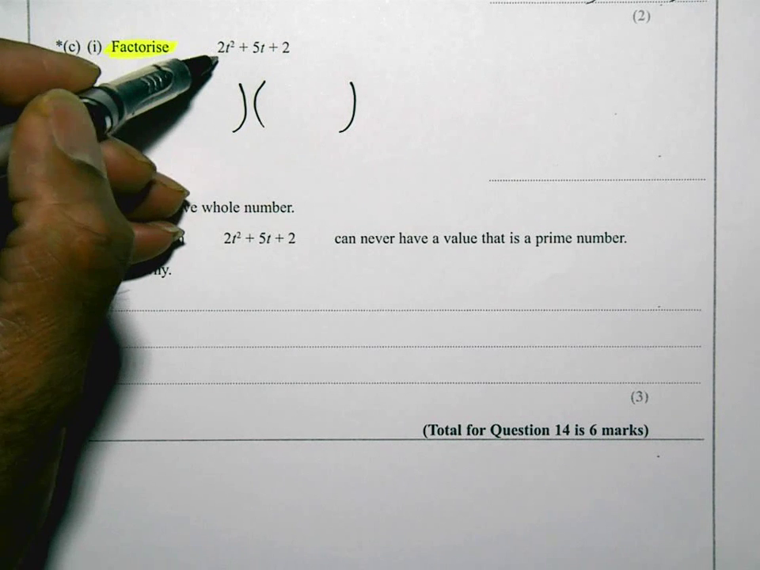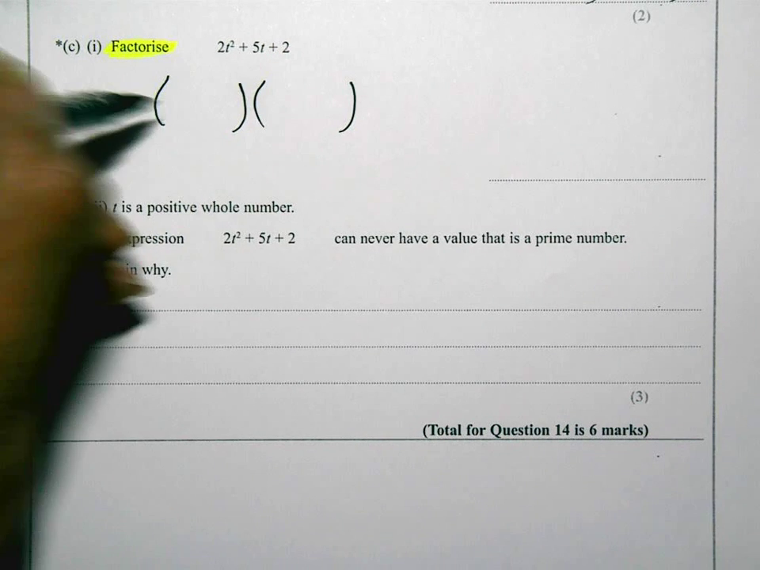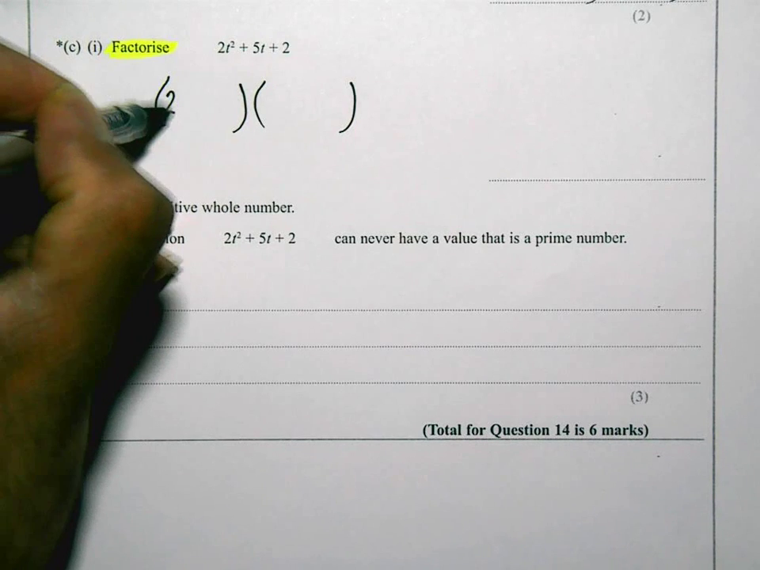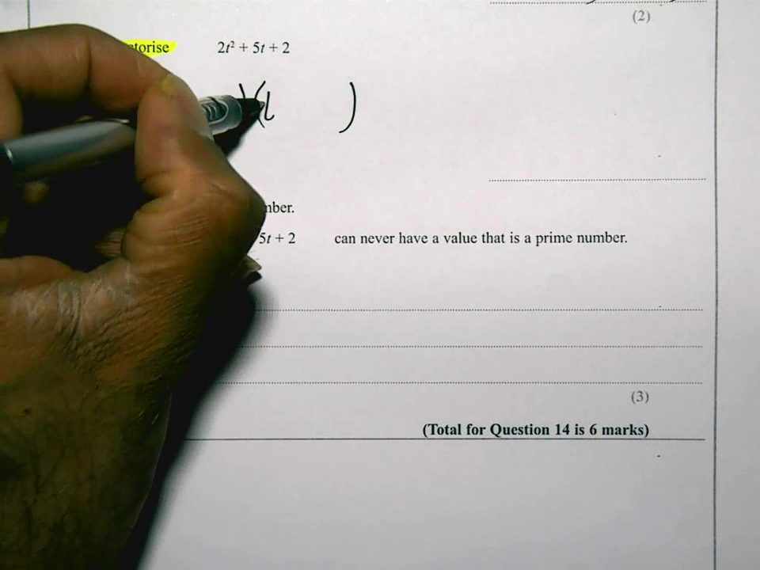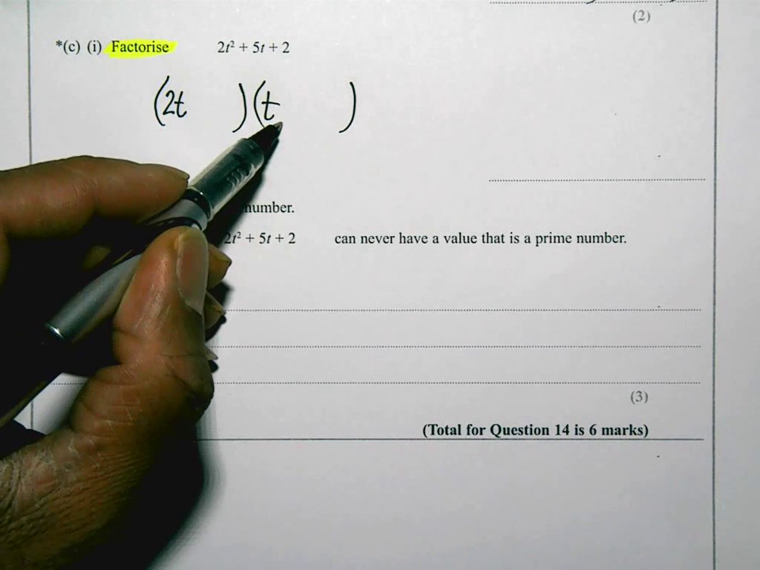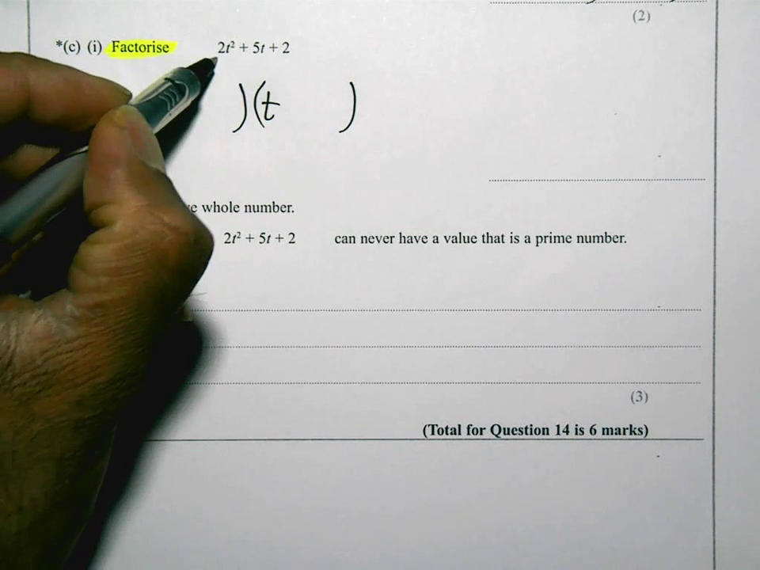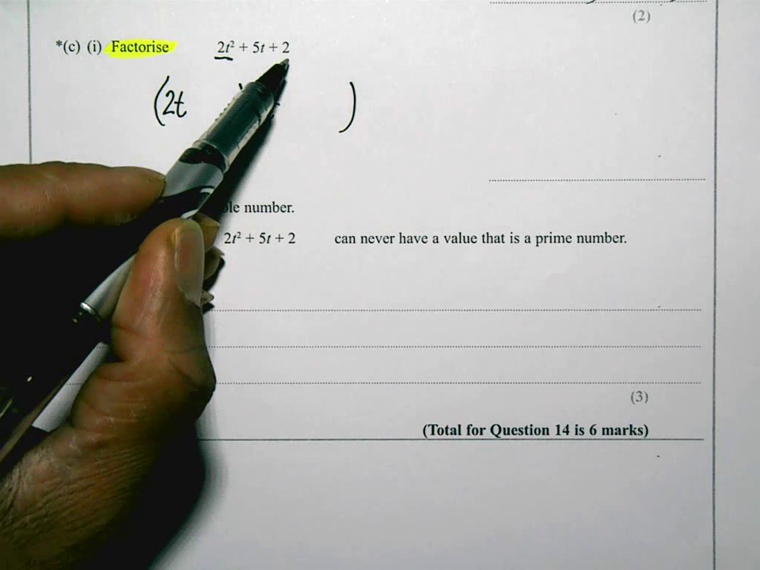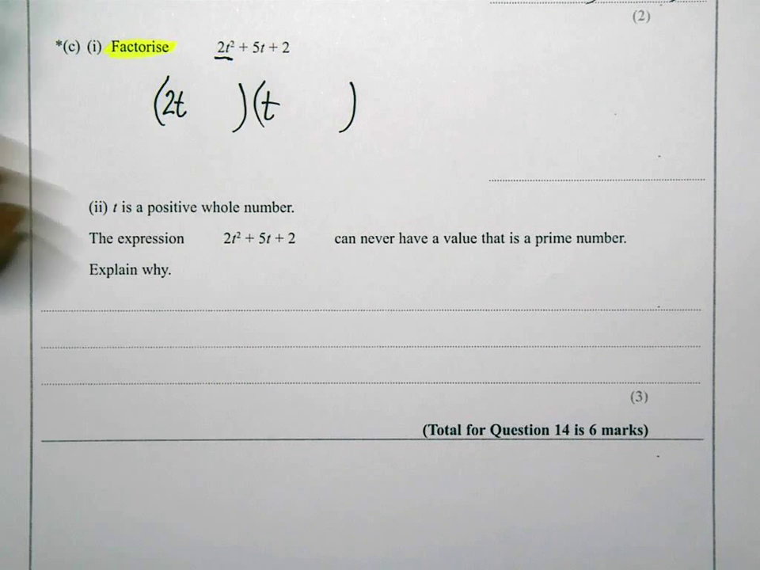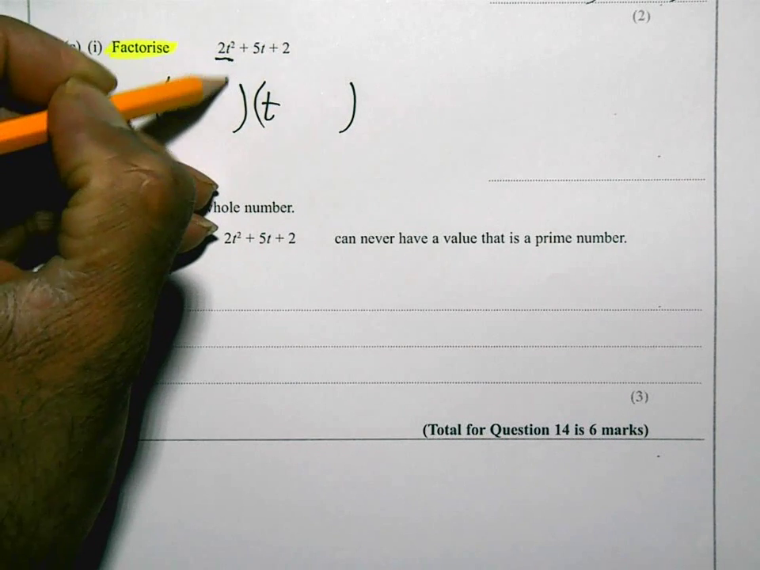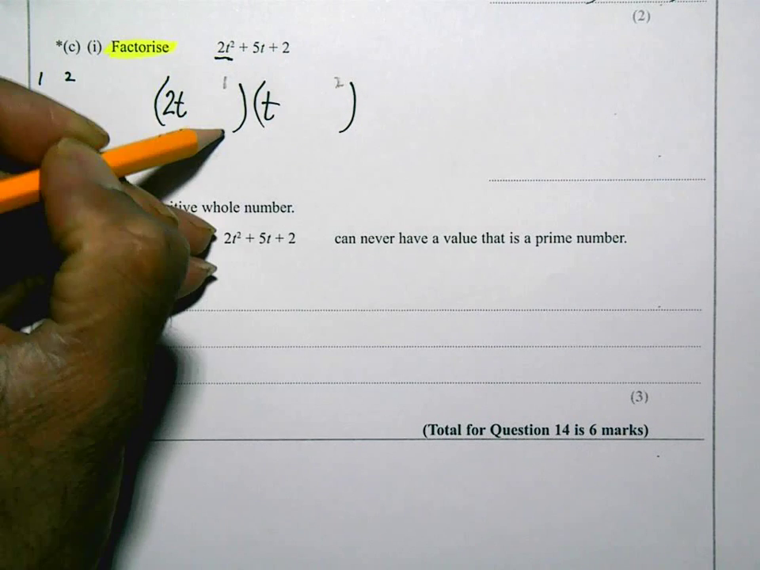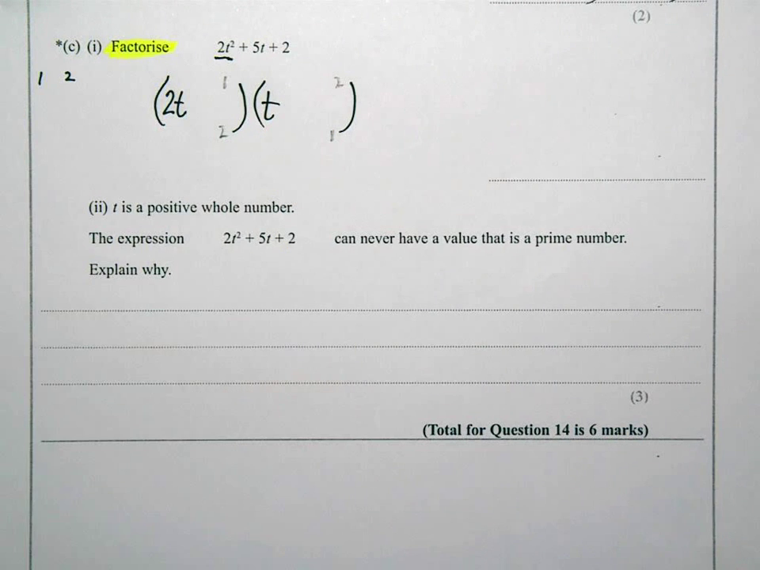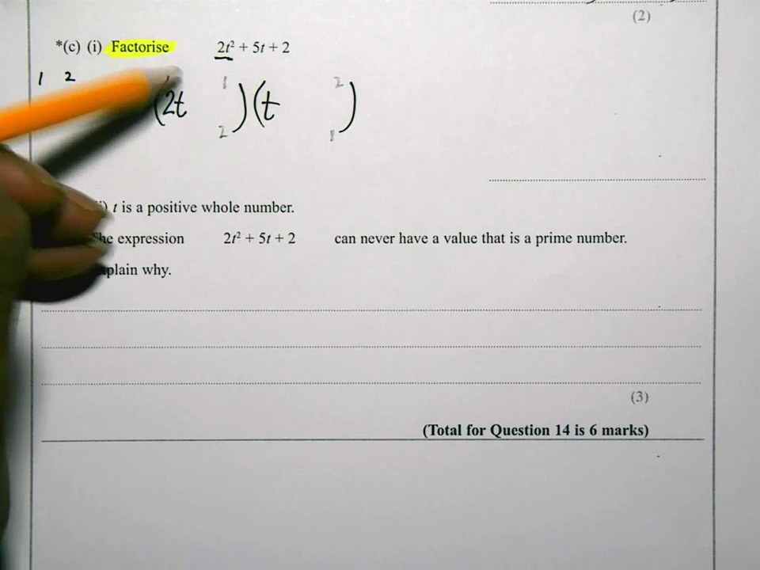2t squared, so I need two things that are going to times together to give me 2t squared, and they can only be 2t and t. So 2t times t is going to give me the 2t squared. I need two numbers that are going to times together to give me 2, and that's only going to be 1 and 2. So I could either have 1 there and 2 there, or I could have 2 there and 1 over there. Now let's just check and see how this works out.